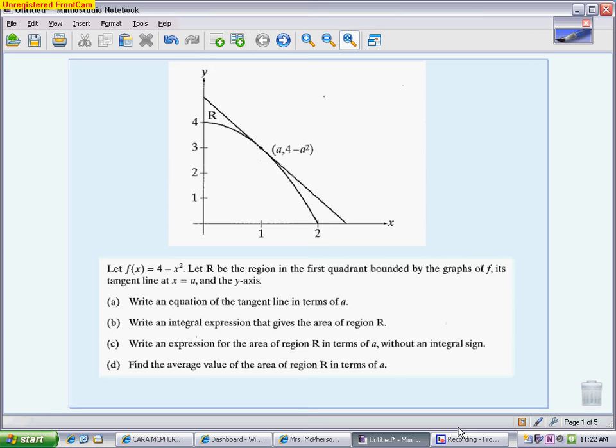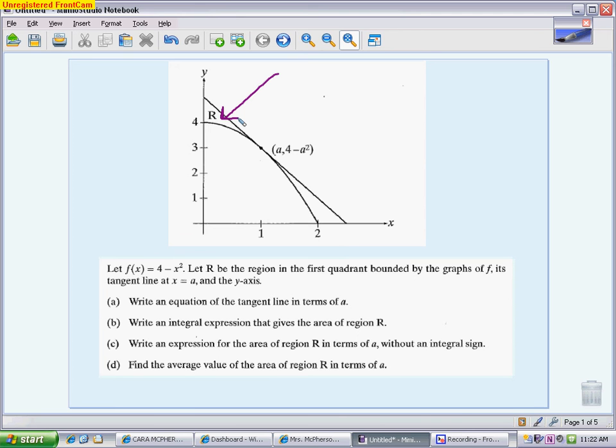You'll look here, R is just this piece right here, and that is in the first quadrant, and it is bounded by the graph of the f function, the 4 minus x squared, and then the tangent line that is tangent at x equals a, and bounded by the y-axis. So first part, question A, is asking you to write an equation of the tangent line in terms of a. So what that means is we need to do what we normally do with slope and x and y, but our answers should all be in terms of a. You're going to still have it be generic.